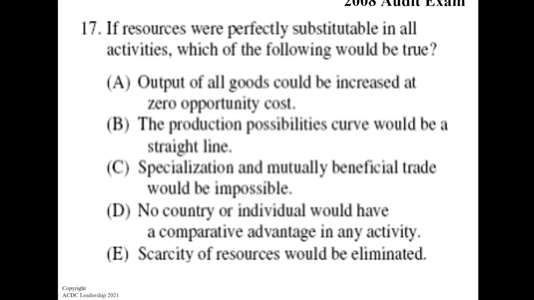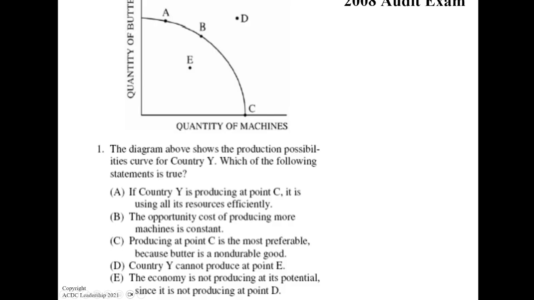So option B looks enticing, but always remember on the AP test, read all the options. Specialization and mutually beneficial trade would be impossible. This is, of course, false. No country or individual would have a comparative advantage in any activity. This is also false, but we'll touch on comparative advantage in topic 1.4. Scarcity of resources would be eliminated. Scarcity never goes away. So clearly the answer here is B. Let's skip the next one for now because we are a little behind.